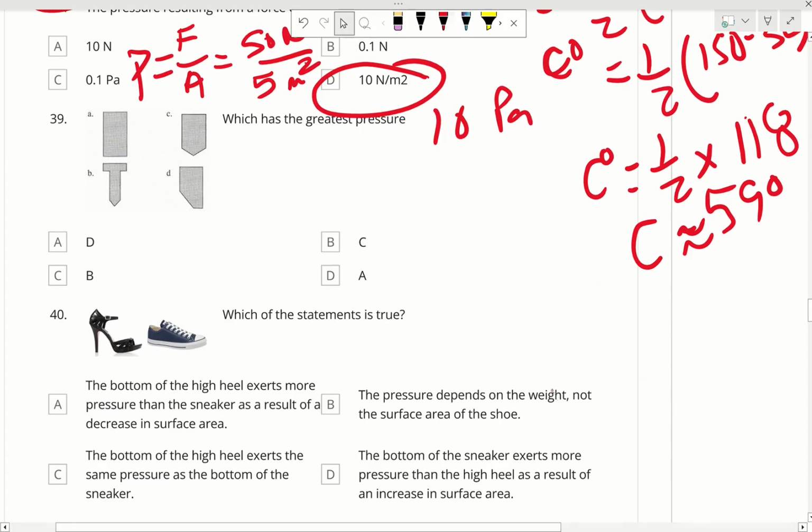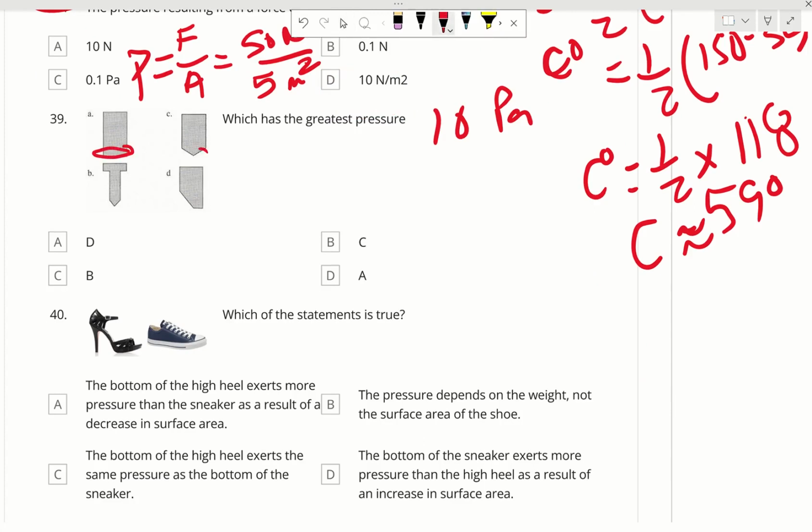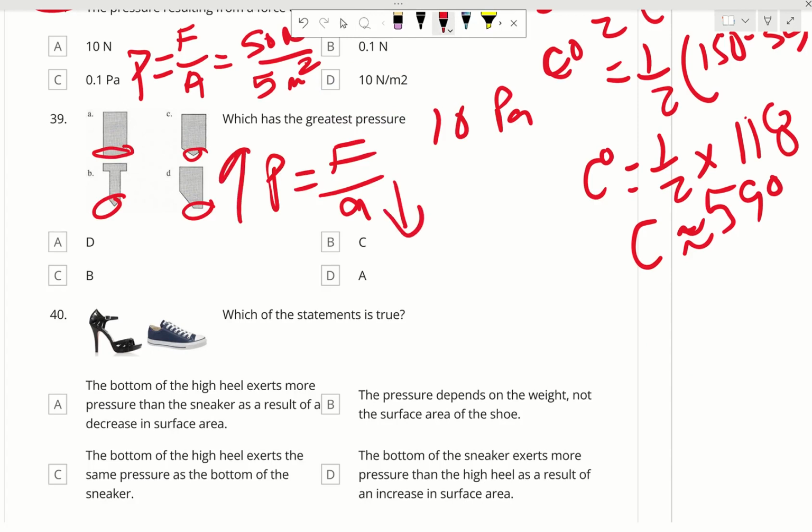Number 39, which has the greatest pressure? So over here, over here, over here, over here. Pressure equals force divided by area. So the smaller my area is, the more pressure there is. So I'm going to look at which object has the least amount of area. It'll be D.